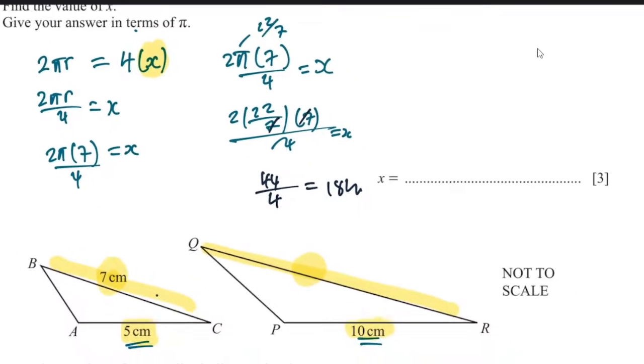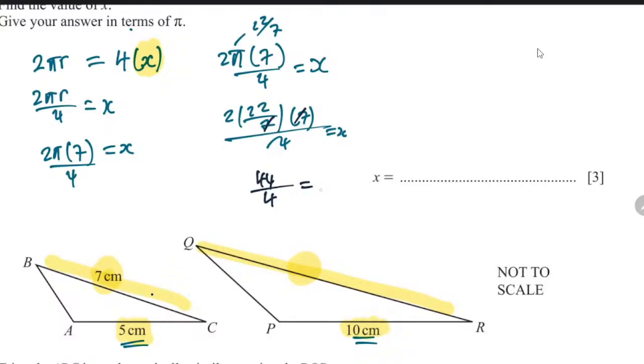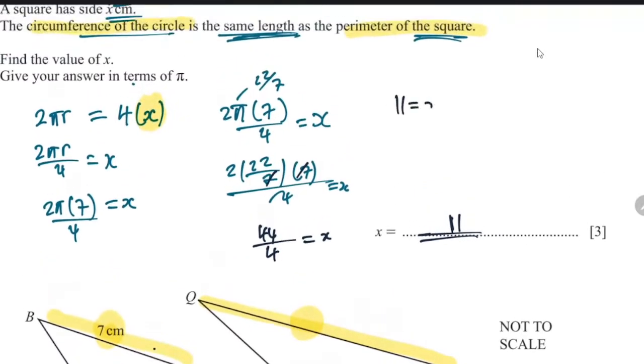So have you seen it? For this is going to be 11, okay? This is going to be x. 44. So you can say 11 is equal to x.